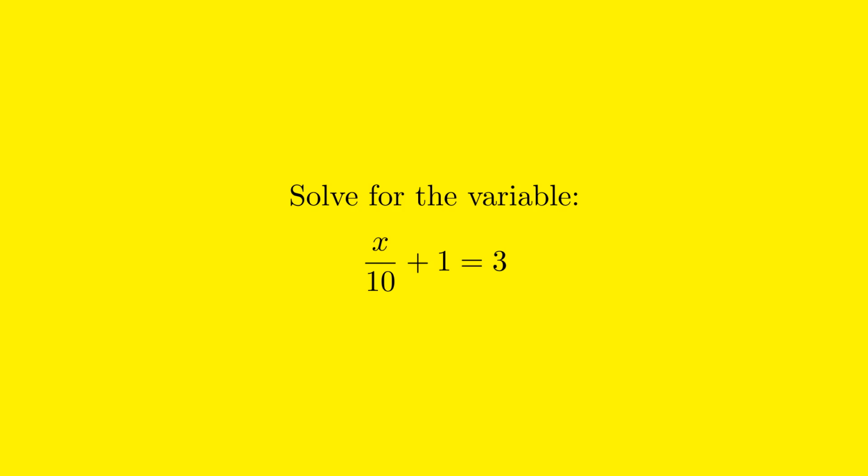In this video, we will learn how to solve for the variable x in the equation x divided by 10 plus 1 equals 3. This type of equation involves isolating the variable x to determine its value. Follow along as we walk through each step together. Let's get started.